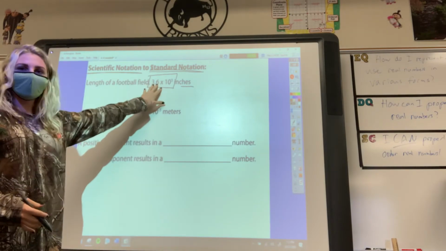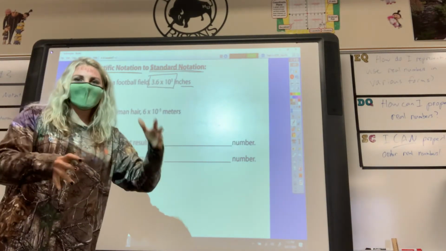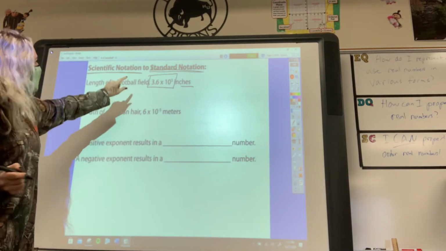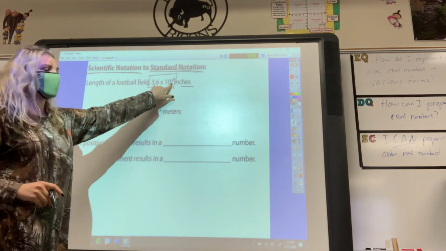So this number, 3.6 times 10 to the third, looks a little scary, and so we're just going to turn that into a normal number. And we're going to do that by looking at two key indicators of this scientific notation.